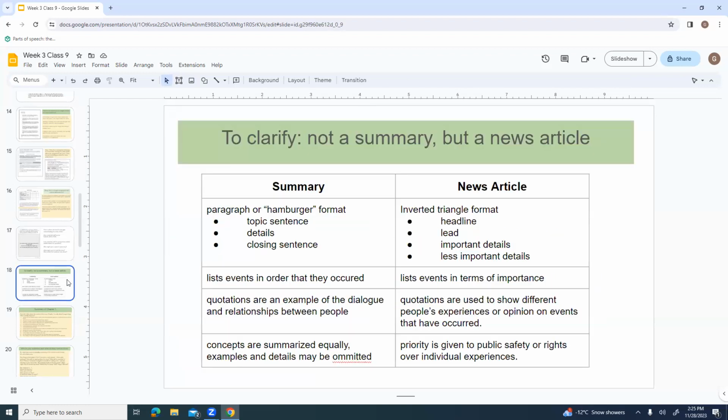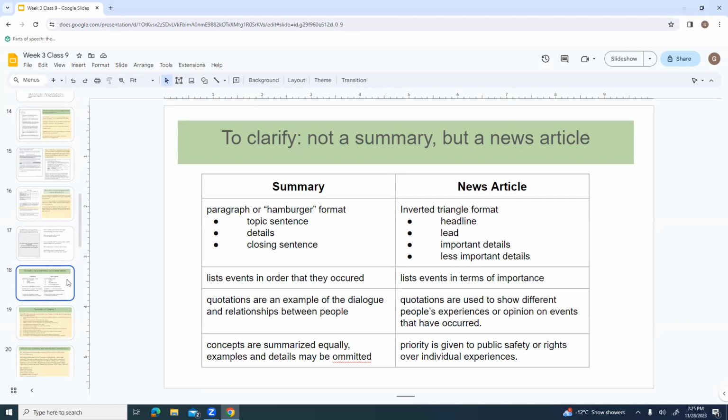Now, here's the next thing. Sometimes what people give me is really more of a summary, not a news article. So you don't want to give me a summary, okay? And here's the difference between those two things. A summary is usually written in a paragraph or a hamburger format. Usually there's a topic sentence and then a bunch of details and then a closing sentence. A news article is going to follow that inverted pyramid or inverted triangle format where there's a headline, a lead, important details, and less important details.